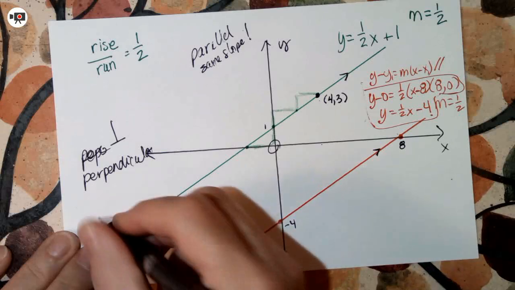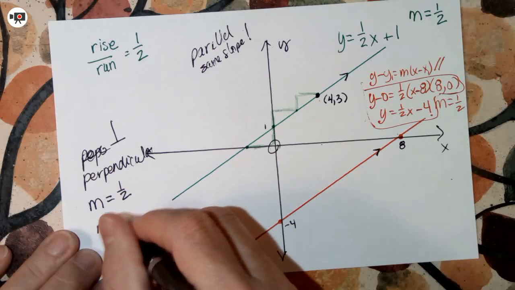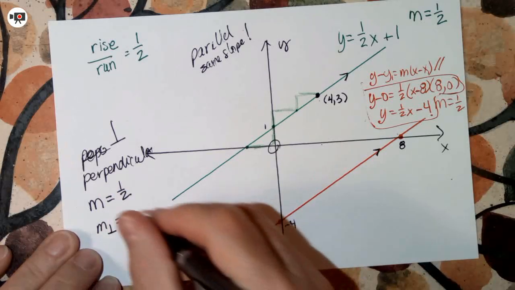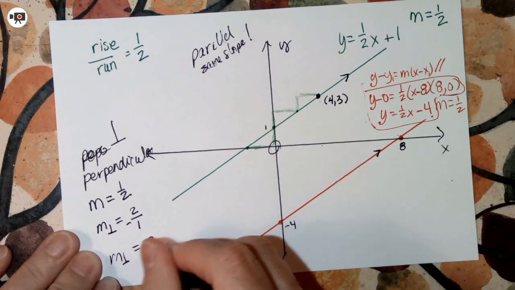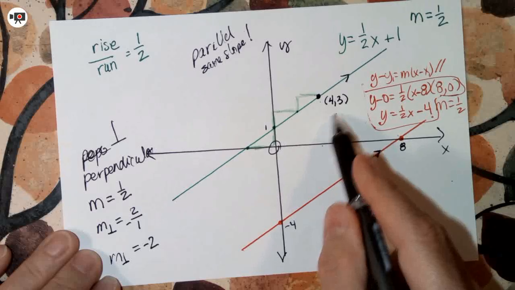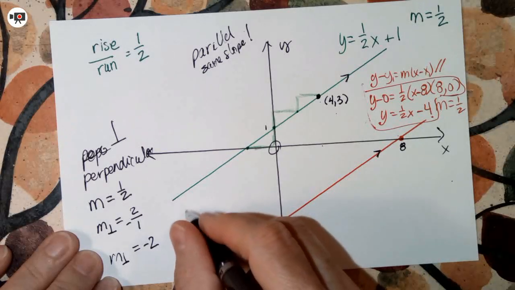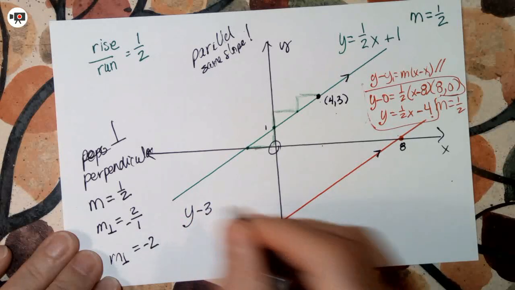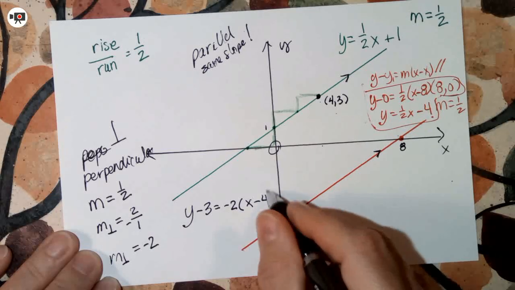Okay, so the slope of the original was 1/2. The slope of the perpendicular is going to be, flip it, change the sign, -2. Okay, let's see, we got a point, 4, 3, we got a slope, -2, oh yeah, here we go again, use the point slope form. So that'll be y minus 3 equals -2 times x minus 4.